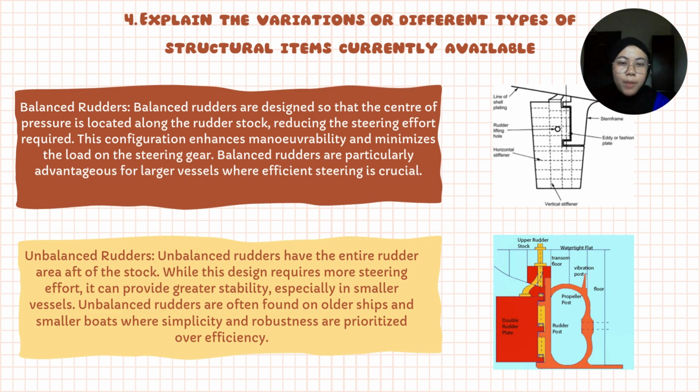Next, we have unbalanced rudders. Unbalanced rudders have the entire rudder area aft of the stock. While this design requires more steering effort, it can provide greater stability, especially in smaller vessels. Unbalanced rudders are often found on older ships and smaller boats where simplicity and robustness are prioritized over efficiency.